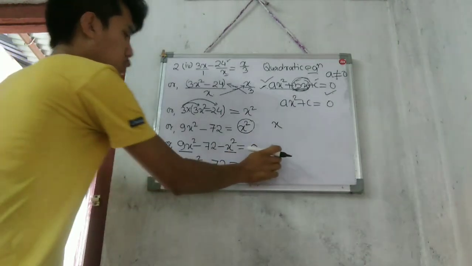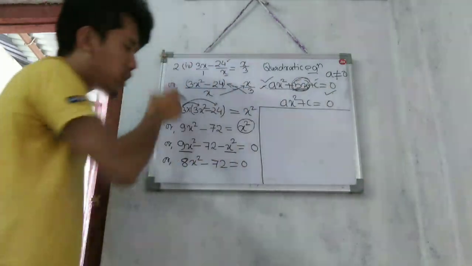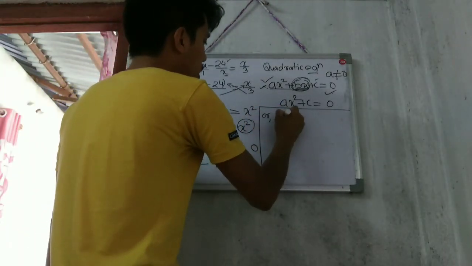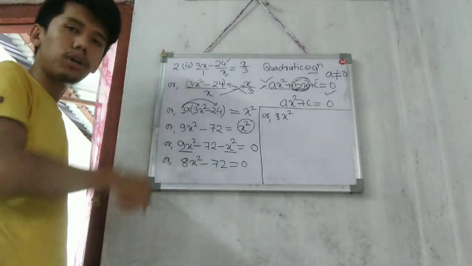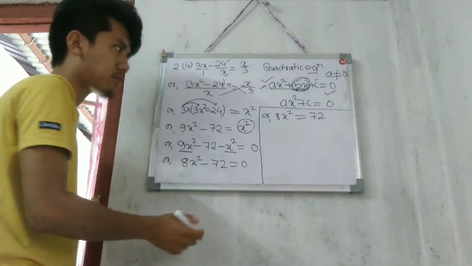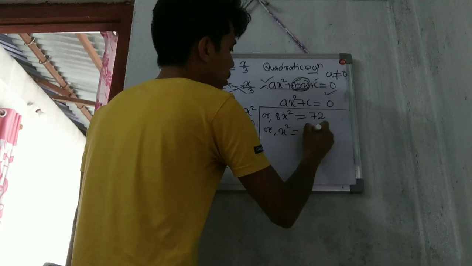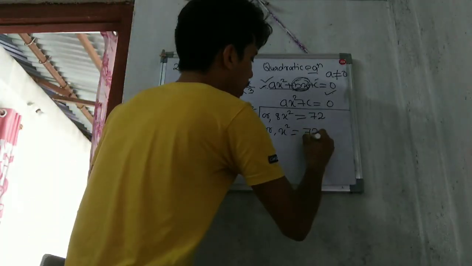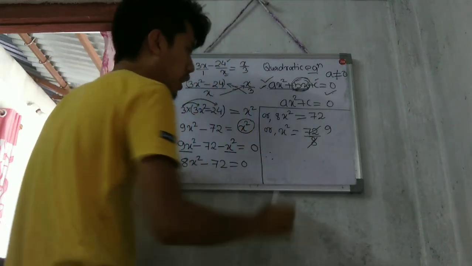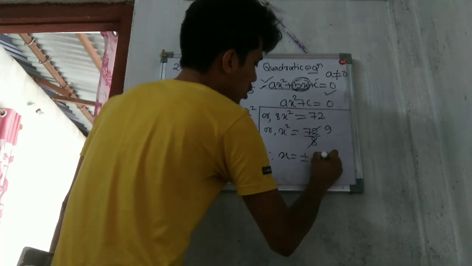To find the value, I have already taught you this type of problem. So to find the value of x, 8x squared, now take this number to the right side. It will be plus 72. The sign will change. Now x squared equals 72 by 8. So 8 nines are 72. Therefore x equals plus minus under root 9.